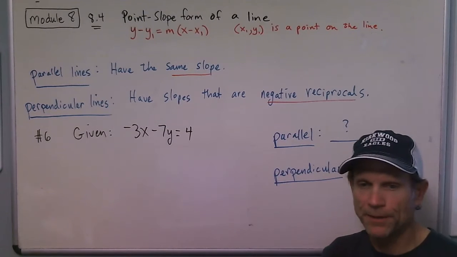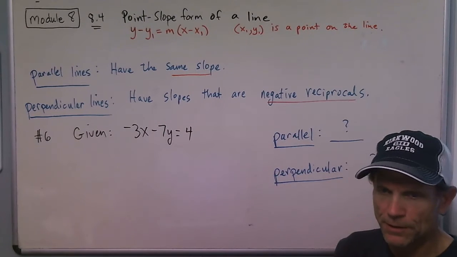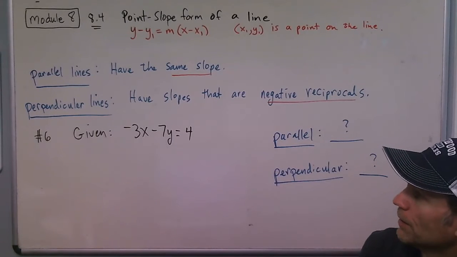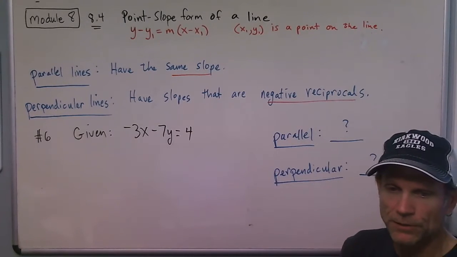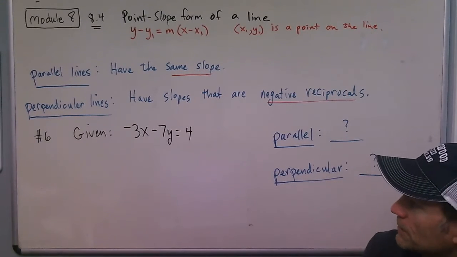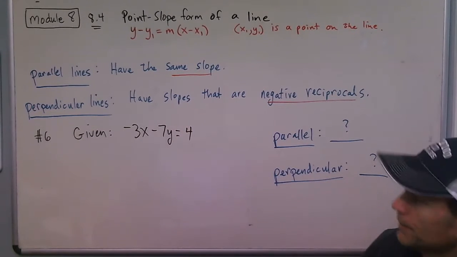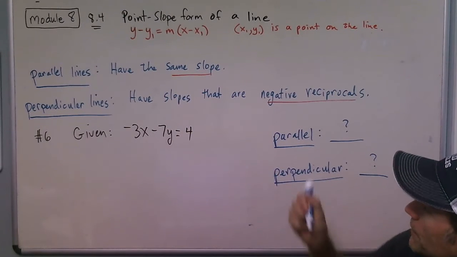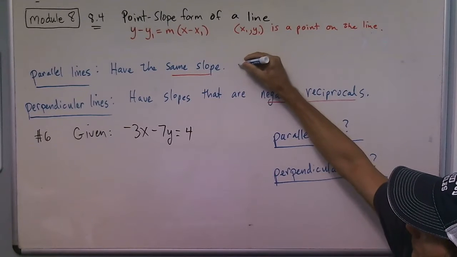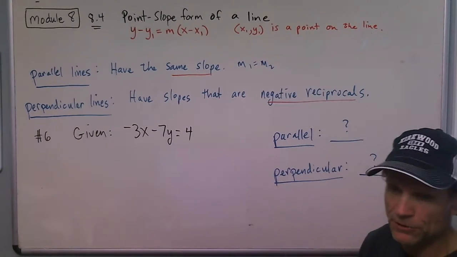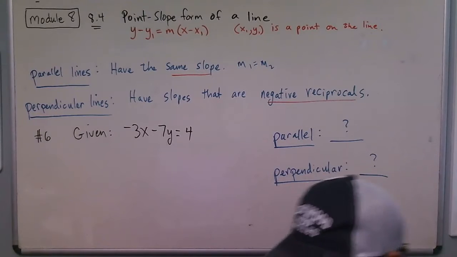The next topic that comes up in section 8.4 is parallel and perpendicular lines. Parallel lines have the same slope, okay? You might see something that would say M1 equals M2, meaning the slopes are equal to each other.